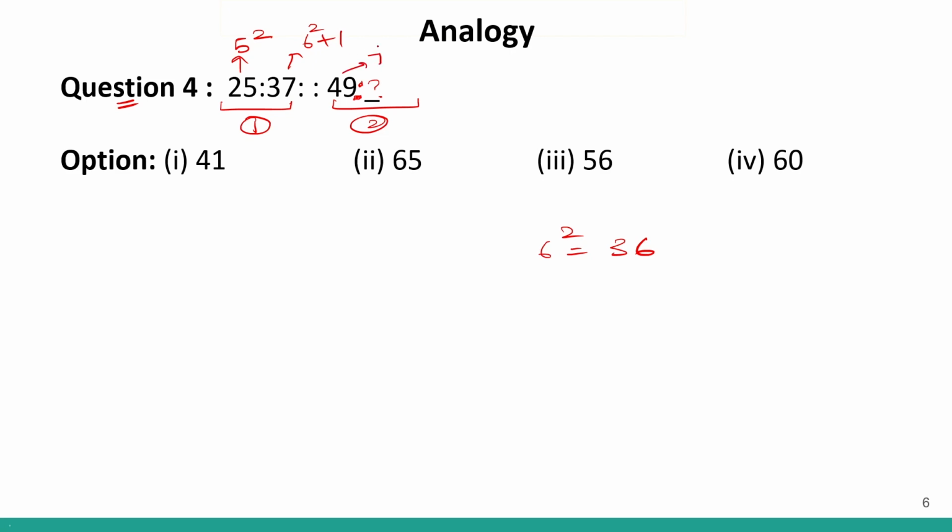So 49 is 7 square. So the next number will be 8 square plus 1. What is the value of 8 square? 64. So plus 1 will give me 65, which will be the answer. 65 will be the answer which is given in option number 2. Okay. Option number 2 is the answer.